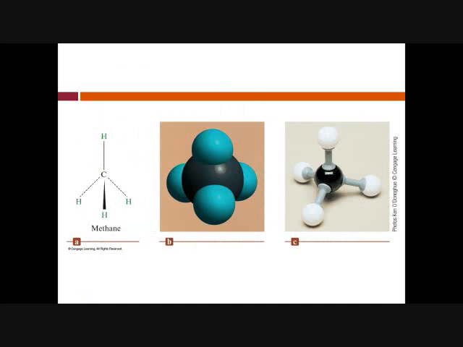For example, does anybody know what picture A is called? Lewis structure. Yes. This is called the space filling model. It's the same thing, but it's just giving a spherical shape to each atom. And then this is a ball and stick model.